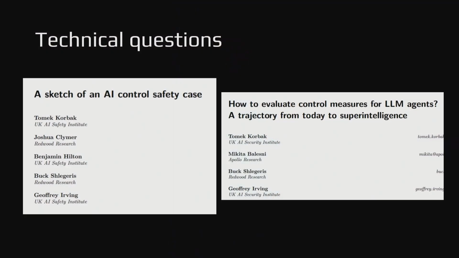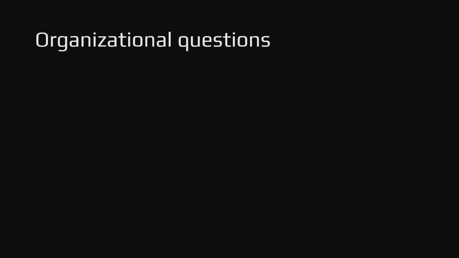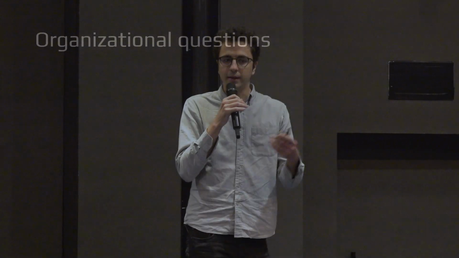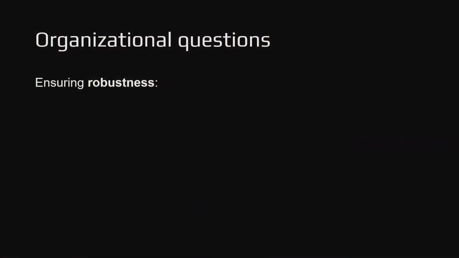So these are technical questions, and some of my colleagues at AC recently published a couple of papers in these directions. There are also some organizational questions about how the developer should implement this process internally, what the human teams should be, how they should relate, the red team, blue team, etc. And here also, some of them are in the direction of ensuring robustness.